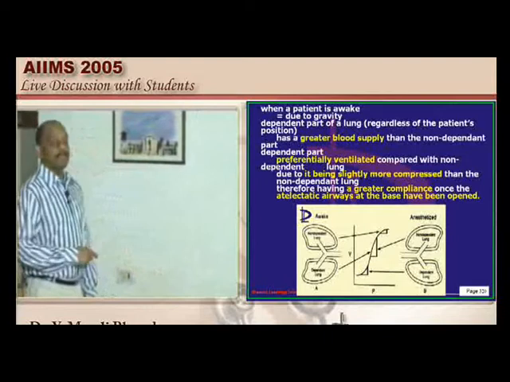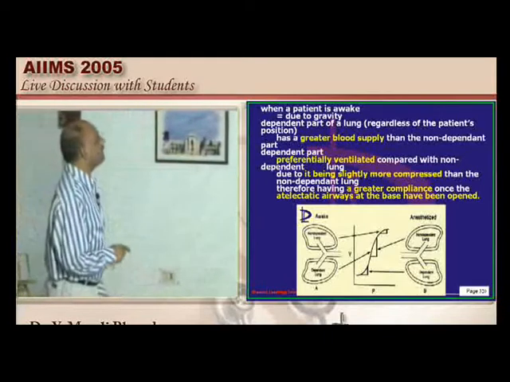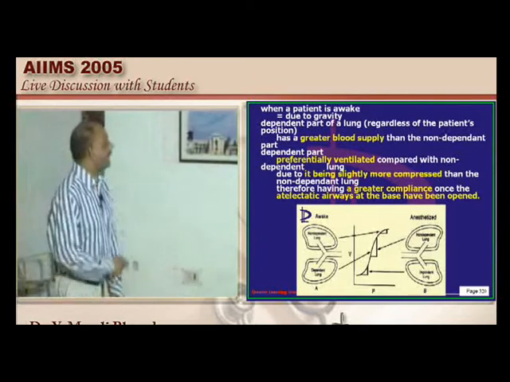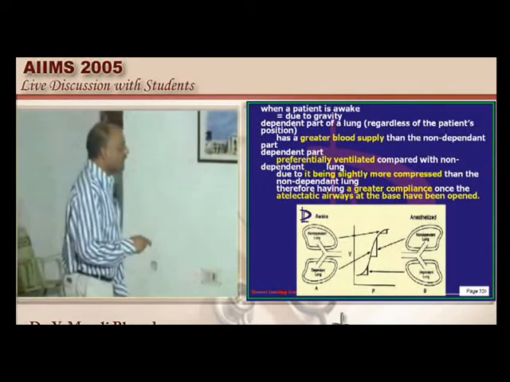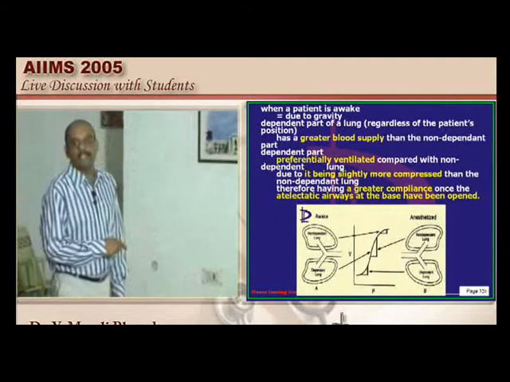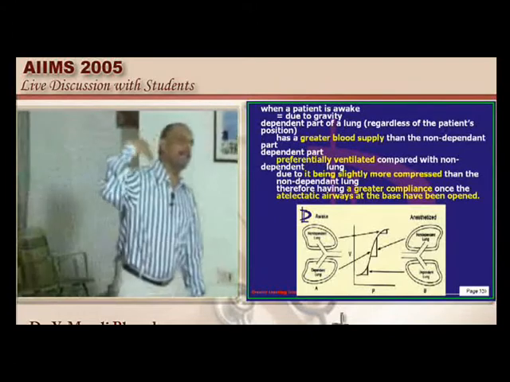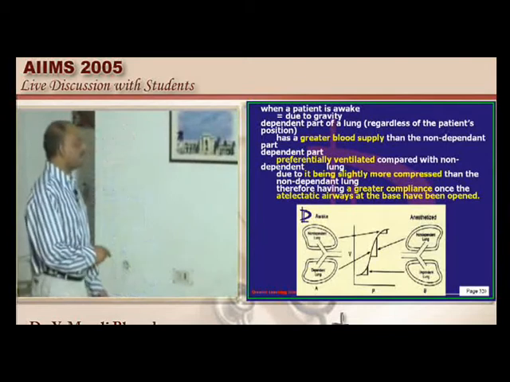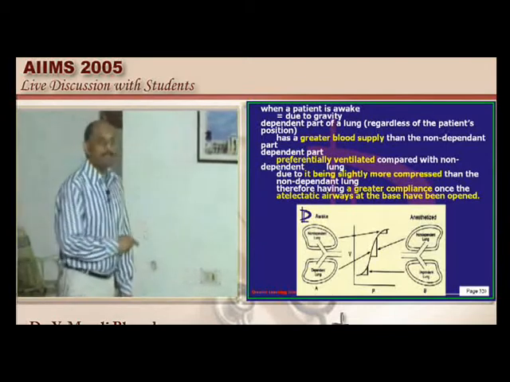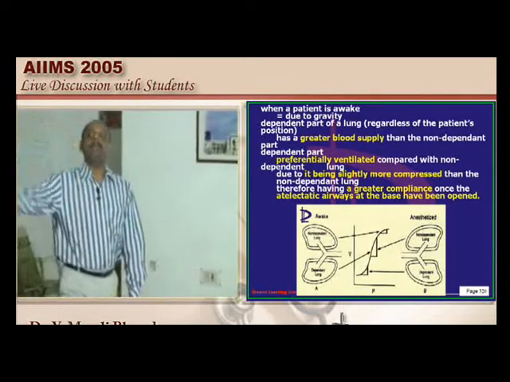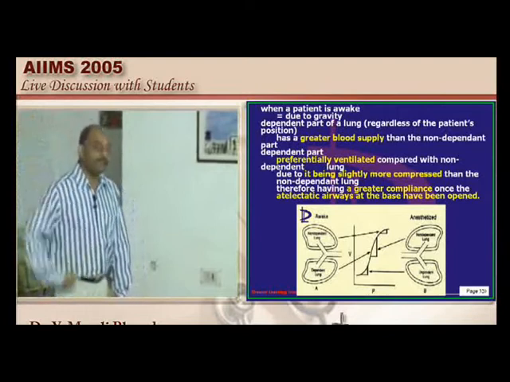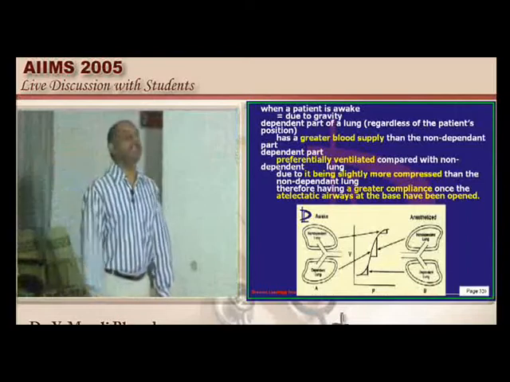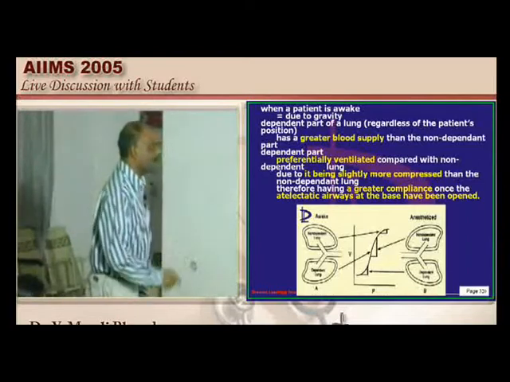So the dependent part, the lower part, is preferentially ventilated; that is what needs to be remembered. What is the reason? The reason is that it is generally slightly more compressed than the non-dependent part. You take the upper part and the lower part, and the lower is generally more compressed. So that is the reason it is preferentially ventilated compared to the upper part of the lung. Hence ventilation is more, perfusion is more at the base, the dependent part, than the non-dependent part; that is what needs to be remembered.